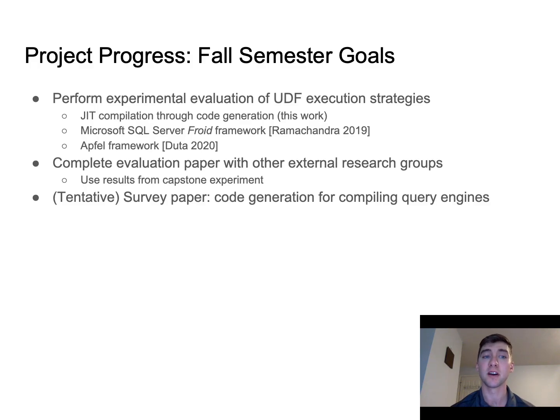The first being Microsoft SQL Server's Froid framework, and the second being the Apfel framework out of the University of Tübingen in Germany. With these results in hand, we should be able to complete the evaluation paper that we began this summer. Finally, I have tentative plans to continue working on a survey paper for code generation techniques for compiling query engines, but this is somewhat orthogonal to the evaluation paper.